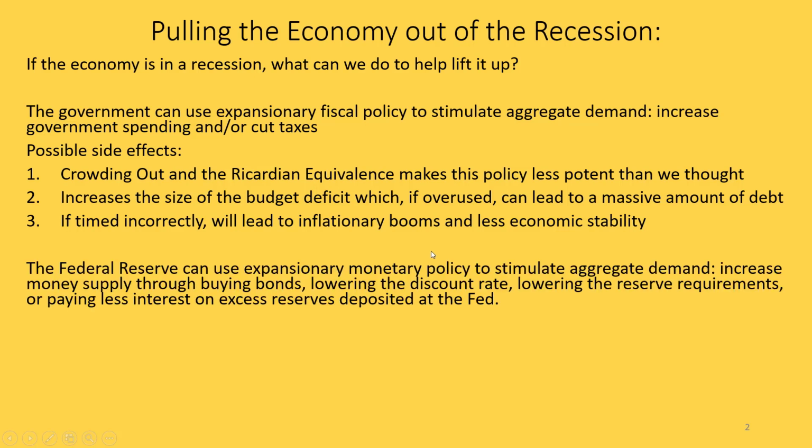So again, we're not increasing economic stability, we are reducing it. Right. Now, if you don't like the fiscal policy idea, then the Federal Reserve can use expansionary monetary policy to stimulate aggregate demand, and this will increase money supply. And again, they can do this through four different ways. We talked about the four ways that the Fed conducts monetary policy back in Chapter 13.